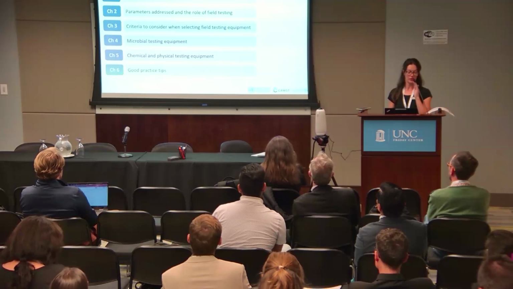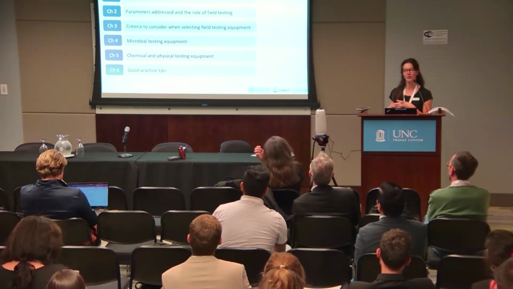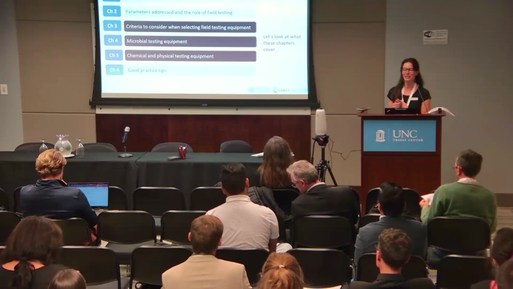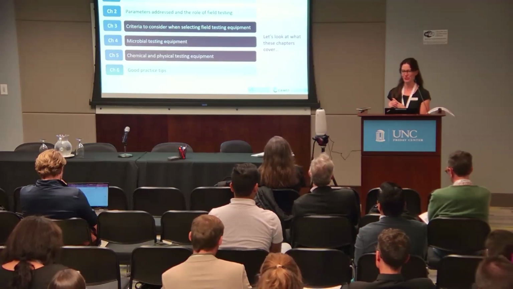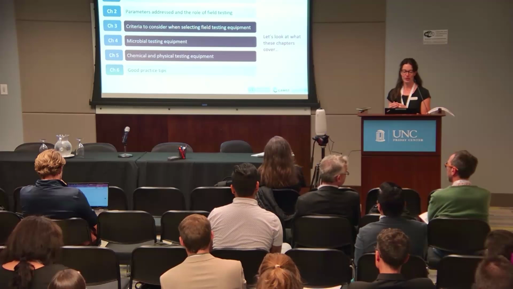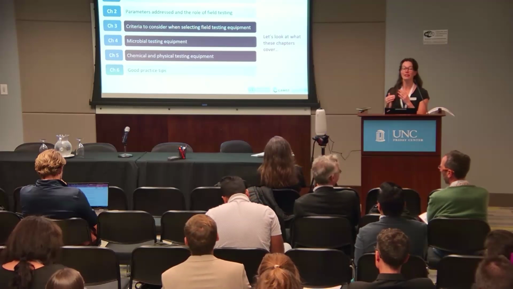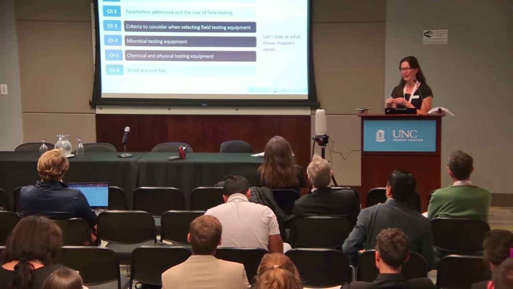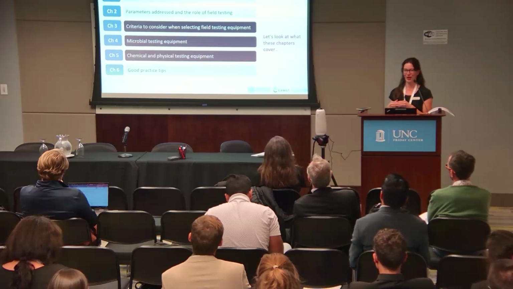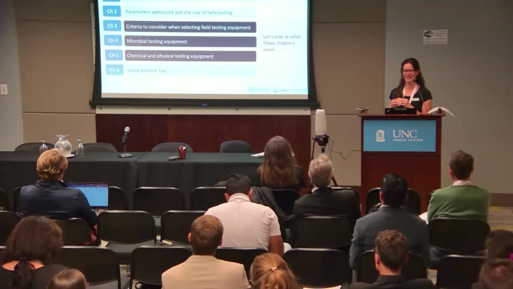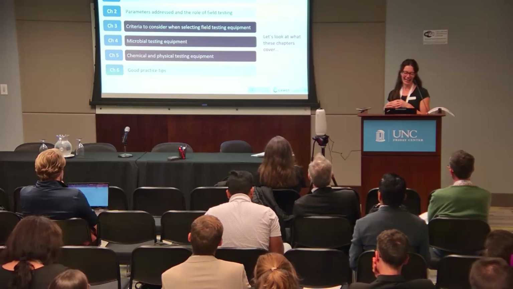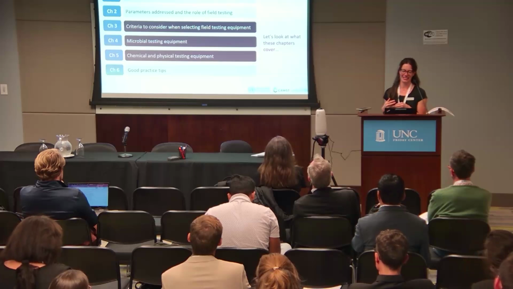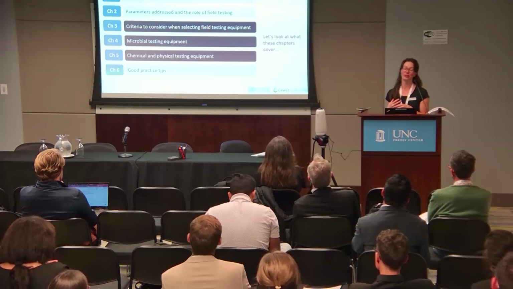So I will go over the content and structure of the document. What I like to call the meat and potatoes of the document is chapters 3 through 5, in which we outline criteria to consider when we're selecting equipment. So things that we went over in our Q&A earlier, which was great feedback from the audience. I was very relieved to find that nobody shouted something that we didn't think of, which was good. And then chapters 4 and 5 really get into what equipment is available for testing microbiological and chemical and physical parameters.